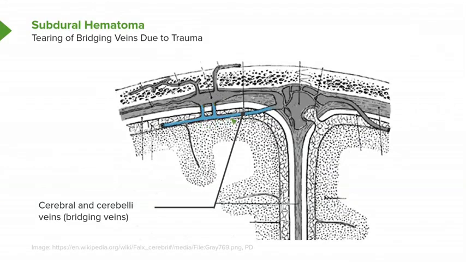It's running within the subarachnoid space and then will cross the arachnoid mater and then drain into, in this case, the superior sagittal sinus. So if there's any rupture or tearing of this bridging vein along its course, that will cause a bleed that is going to be subdural in its variety. That'll separate the dura mater from the arachnoid mater as a result.